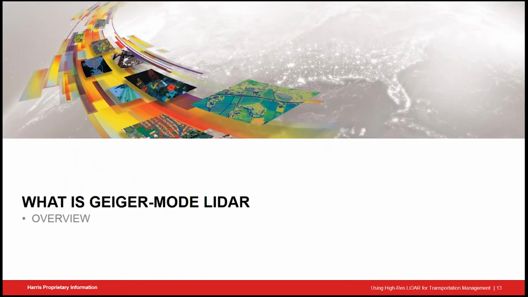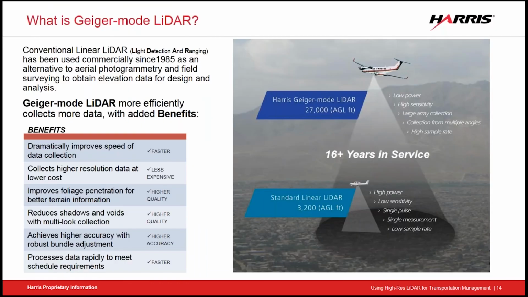So what is Geiger-mode LiDAR? Geiger is really a system that was developed around 16 years ago. We brought it to market a couple years ago. It was utilized in the defense space, and we commercialized it again a couple years ago. It's really a system that flies higher. It goes in a circular motion, uses a polymer scanner.